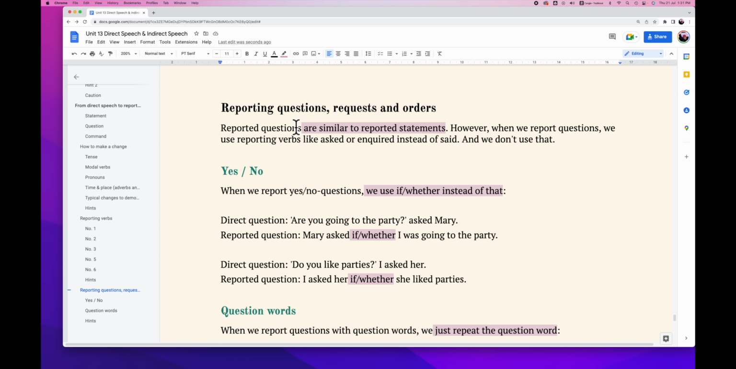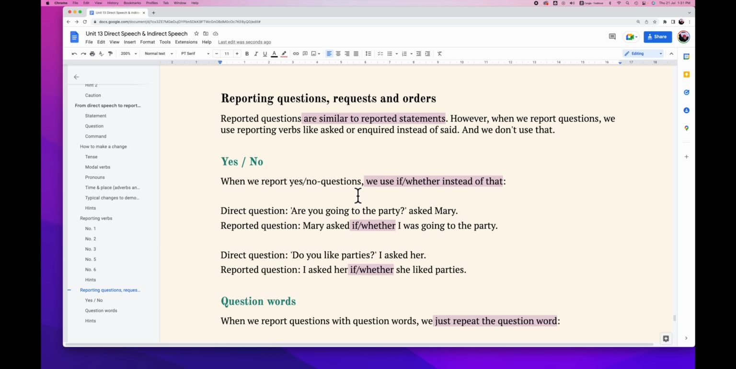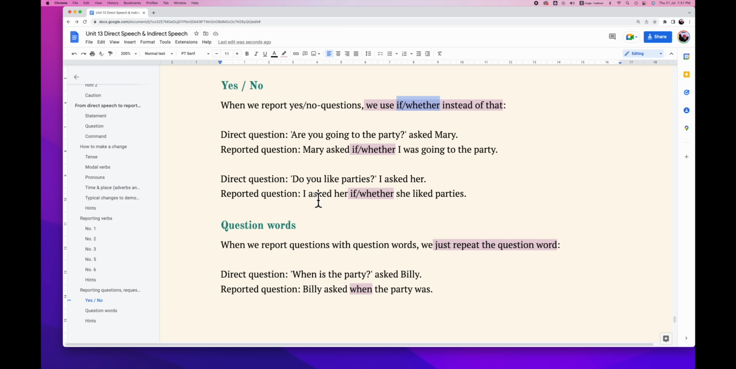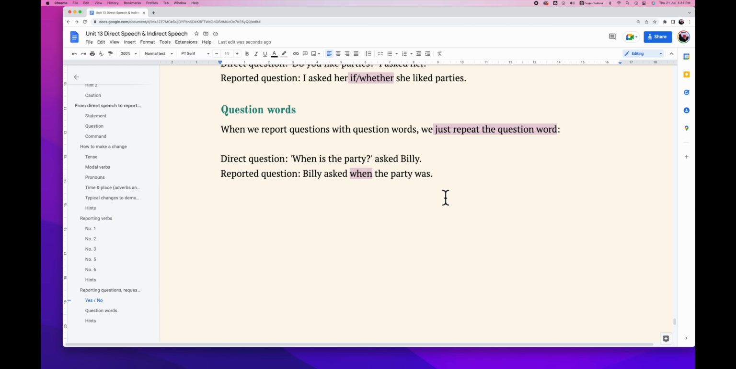Reporting questions is very similar to reporting a statement. For example, for yes or no questions, we simply use if or whether to initiate the report. Example, Mary asked if or whether I was going to the party. Or I asked her if she liked parties. For question words starting with W, we simply repeat the question word. Billy asked when the party was.